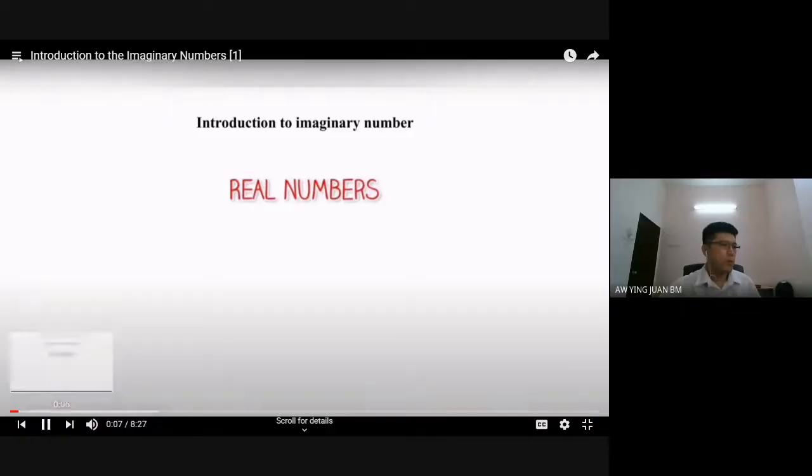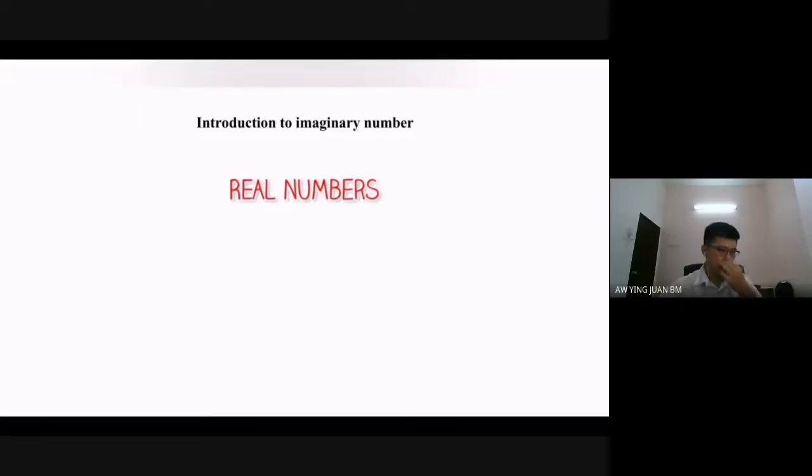So pagi ni kita akan bincang complex number. Before we discuss the complex number, first we must know dia punya asal unsur untuk complex number. So kita mula. In this lesson, we are going to discuss the introduction to imaginary number.